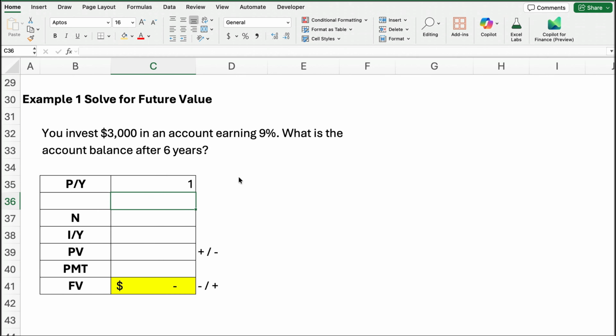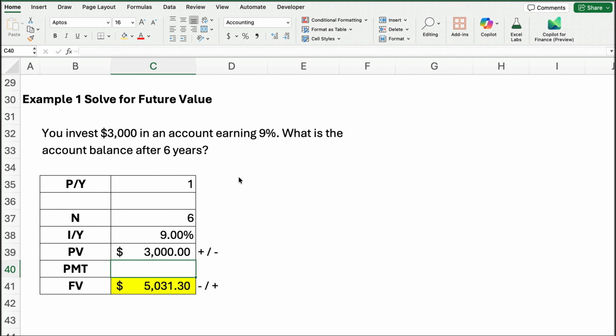Now, we invest $3,000 in an account. Well, 3,000 is going to be our present value, and it earns 9% interest. So 9% interest, and we need to know what time period this is. Well, this is an annual problem, so it's going to be 6. And we also need to put in the payment.